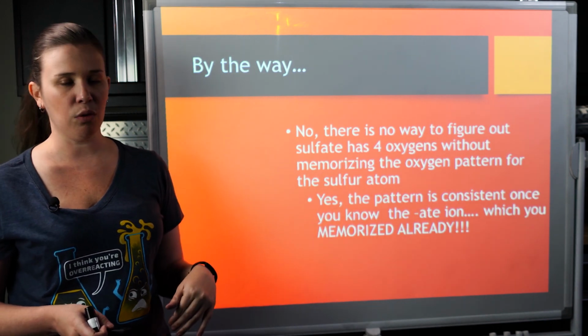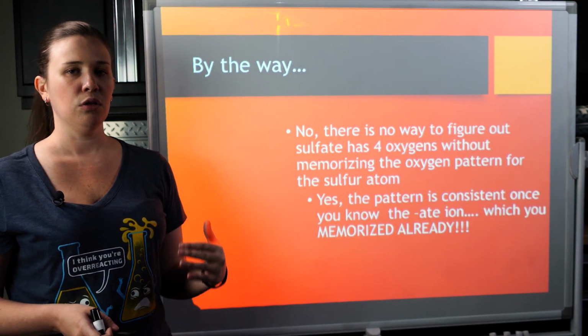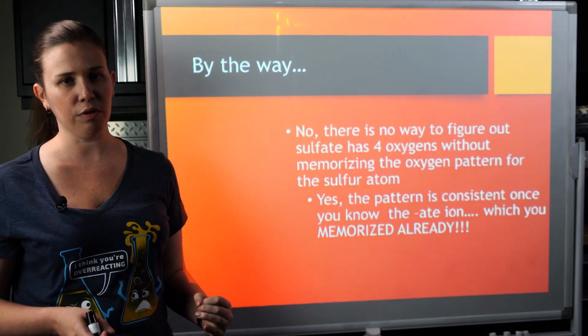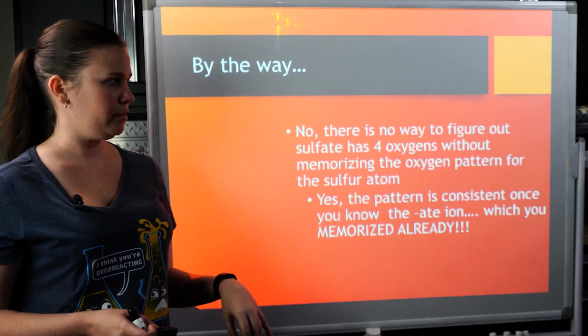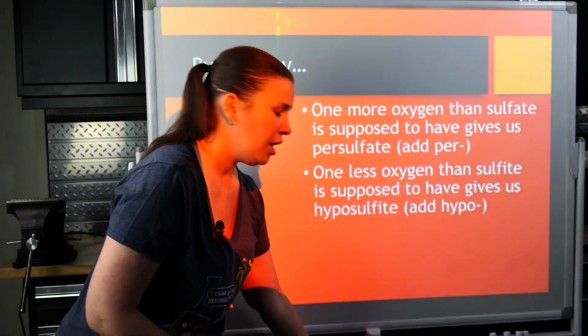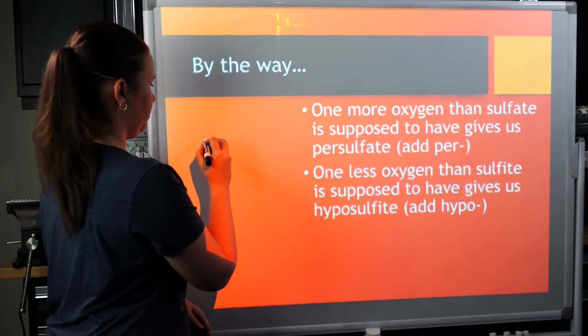8 and ITE have no correlation to 4 and 3. You just have to memorize a set of ATE ions and then know that you would remove an oxygen to get to the ITE ions. There is a way to expand this process too. Actually, I'm going to use sulfate as an example.